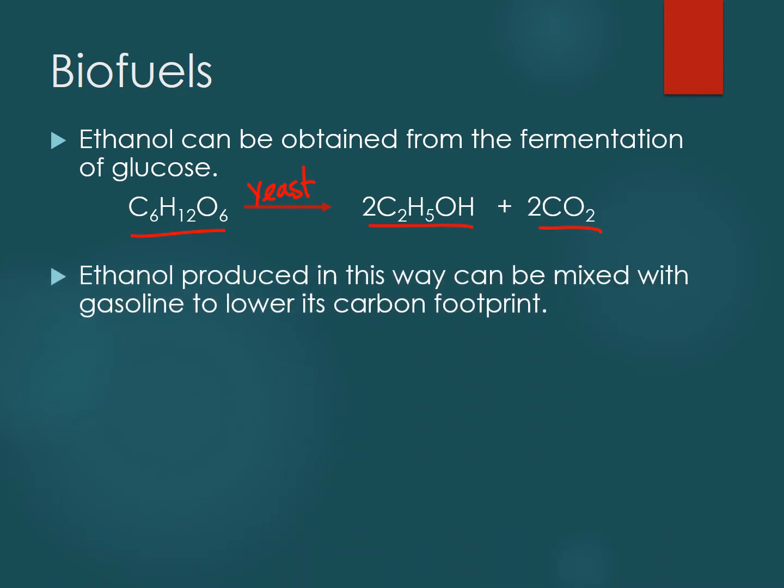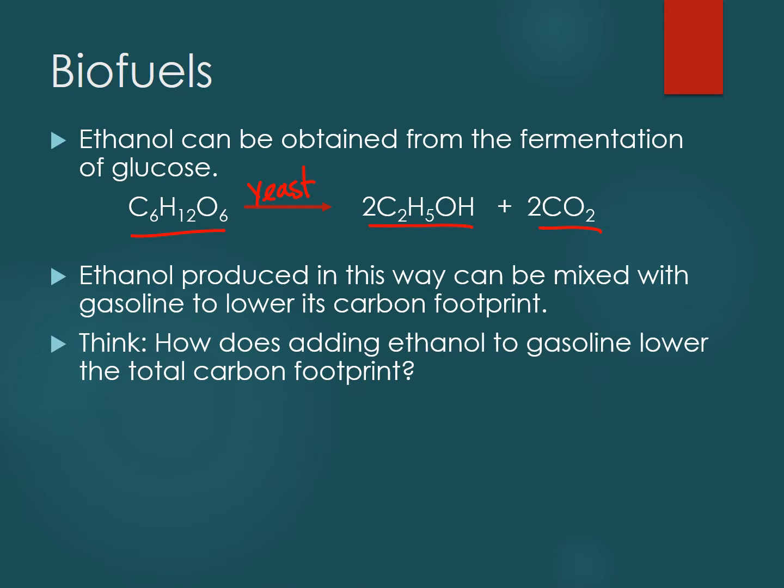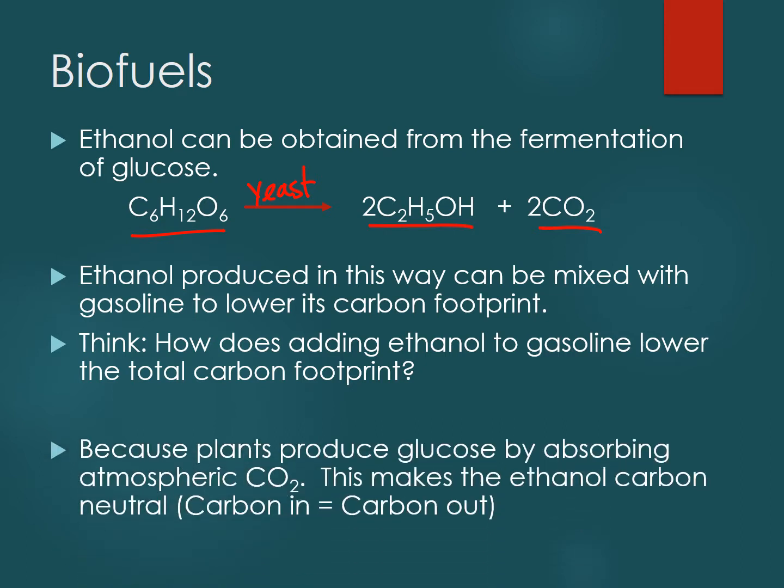So ethanol that is produced in this way can be mixed with gasoline to lower its carbon footprint. We actually talked a little bit about this in C1. Right? So think about how adding ethanol to gasoline will lower the total carbon footprint. All right, so when the plants were alive, they took in carbon dioxide. Okay? So when they are burned, the carbon dioxide that was released had previously been sequestered from the atmosphere. So the carbon that comes out is equal to the carbon that went in.